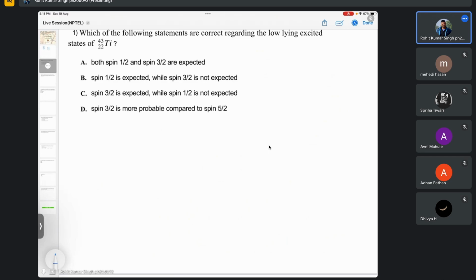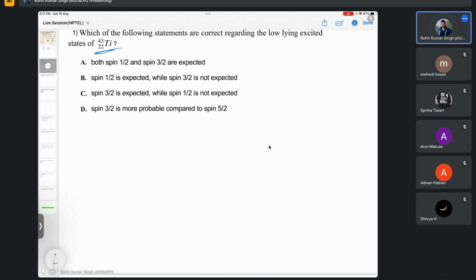So let's start with this problem. The question is, which of the following statements are correct regarding the low-lying excited states of the titanium nucleus?